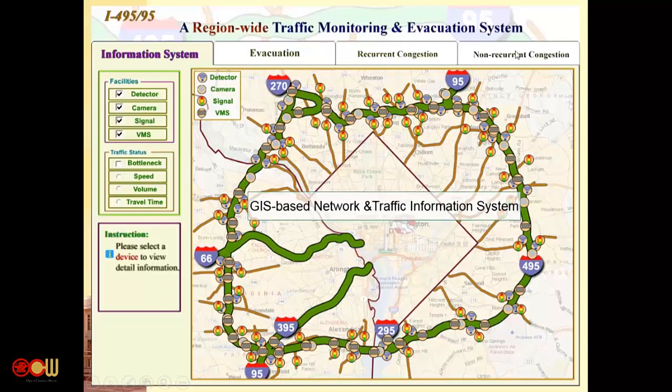And the system has 3 different purposes. One, evacuation. If you don't have evacuation, and most of the time we don't have evacuations, then you can use it for recurrent congestion, meaning day-to-day recurrent congestion. And you can also use it for non-recurrent congestion, such as when an accident happens, okay?